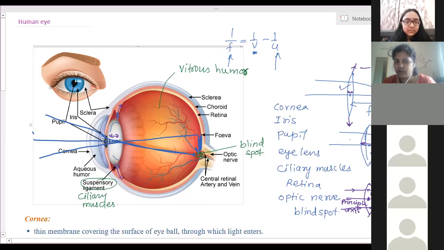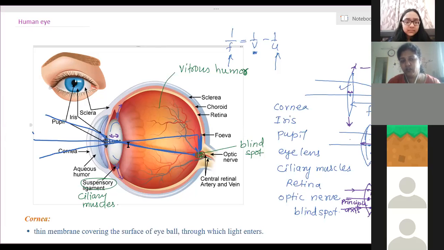And what is the function of the pupil? This dot will increase and decrease. That means it will regulate the amount of light entering the eye. Clear? Is the function of the iris and pupil clear to you? Yes, ma'am. Everyone, did you understand or not? Yes, ma'am.